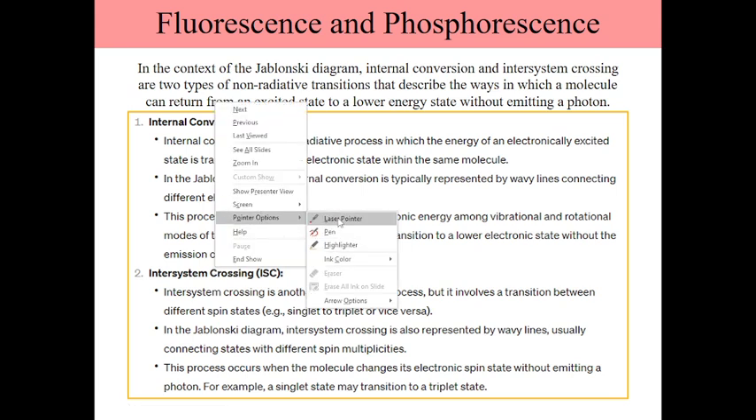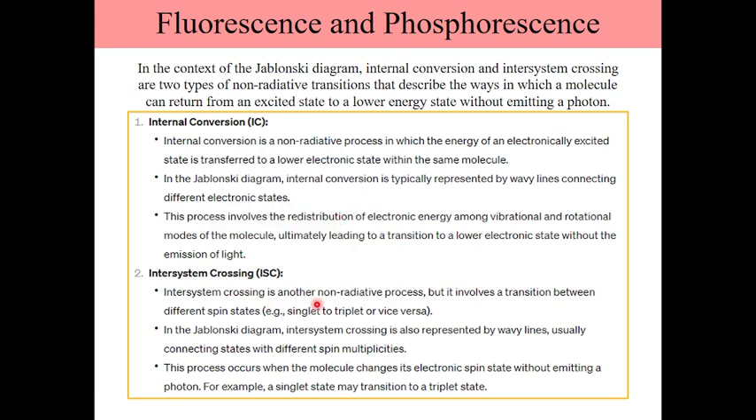Next comes intersystem crossing. So what is intersystem crossing? We'll go through it quickly. This is another non-radiative process, involving transition between different spin states, singlet and triplet. In the Jablonski diagram, intersystem crossing is again represented by wavy lines, usually connecting states of different spin multiplicity. We will look at this very soon. This process occurs when the molecule changes its electronic spin without emitting a photon. For example, a singlet state may transition to a triplet state.